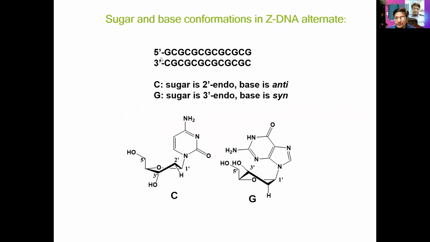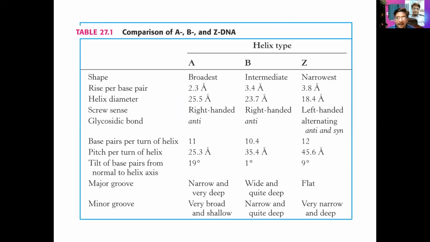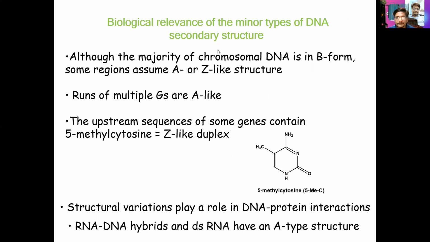And this, just now I told you, if you are having the 5' to 3', that means it is again the antiparallel structure. Sugar is going to be 2' endo, base is going to be anti in the case of cytosine. In the case of guanine, sugar is going to be 3' endo and base is going to be syn. This is shown in this diagram. And this is a basic comparison that just now I explained to you.